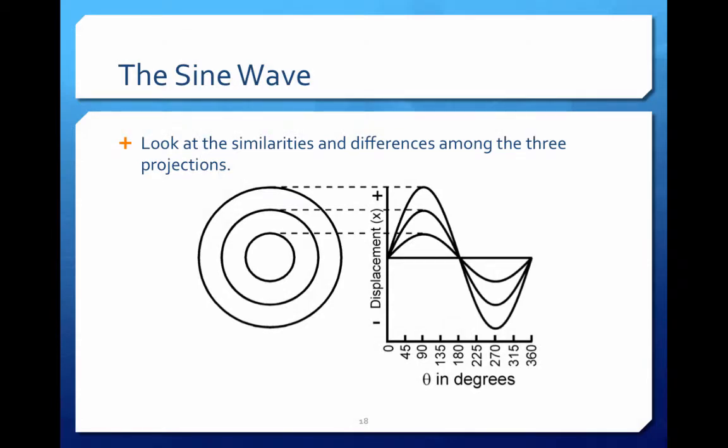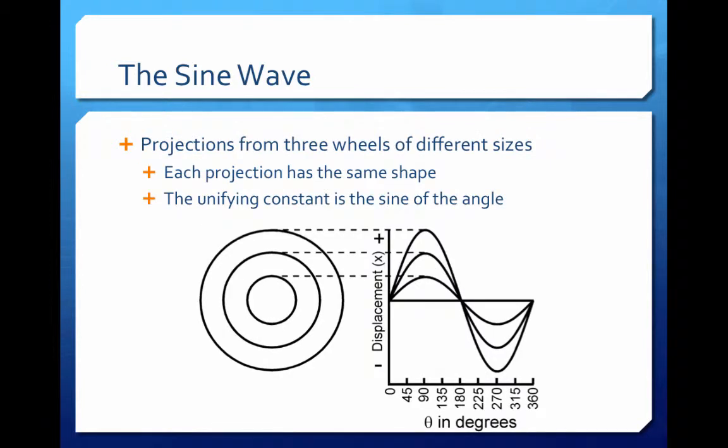Now we're going to talk about a sine wave. So remember, simple harmonic motion, sinusoidal motion, and uniform circular motion are all the same thing. If you look at these three circles, what are the similarities and the differences among their projections? Well, each projection is the same shape. The unifying constant is the sine angle, but the projections have different sizes or different amplitudes of displacements.